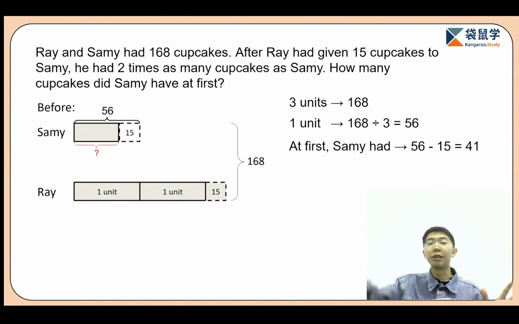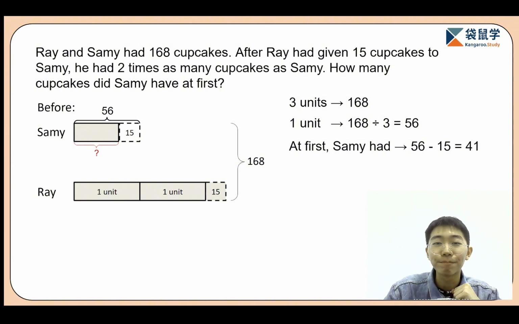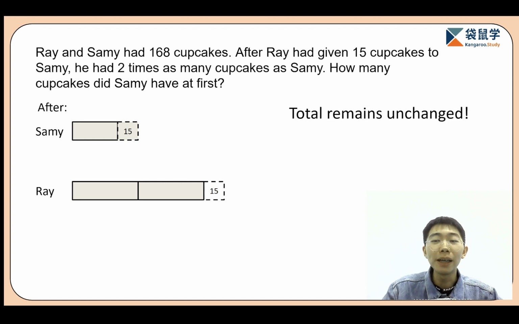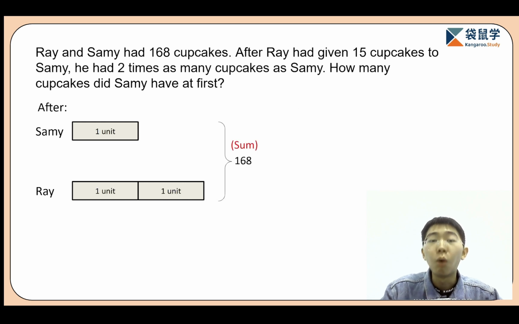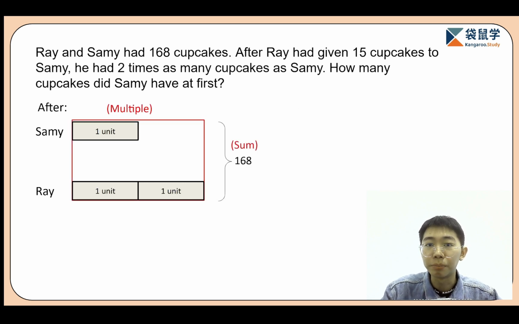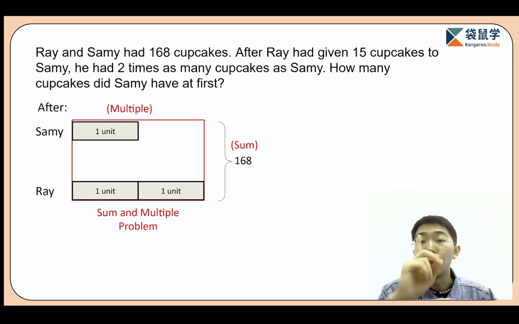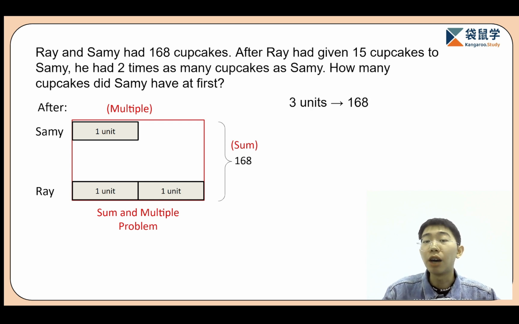Now look at this question. What can we learn from it? We know that Ray had given 15 cupcakes to Sammy, but does it affect the total number of cupcakes? No, the total remains unchanged. And in the question, we are given the sum, we are also given the multiple relationship. So this is called the sum and multiple problem. Let's recall, in sum and multiple problem, what have we done to find out the value of 1 unit? We first write down 3 units to 168.